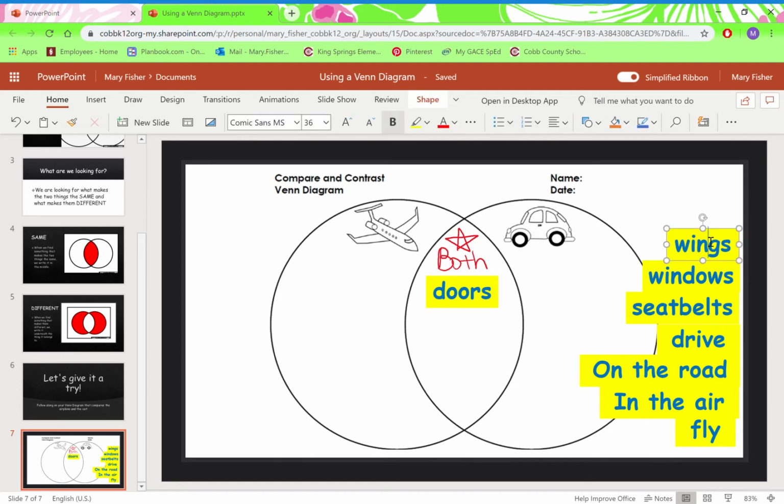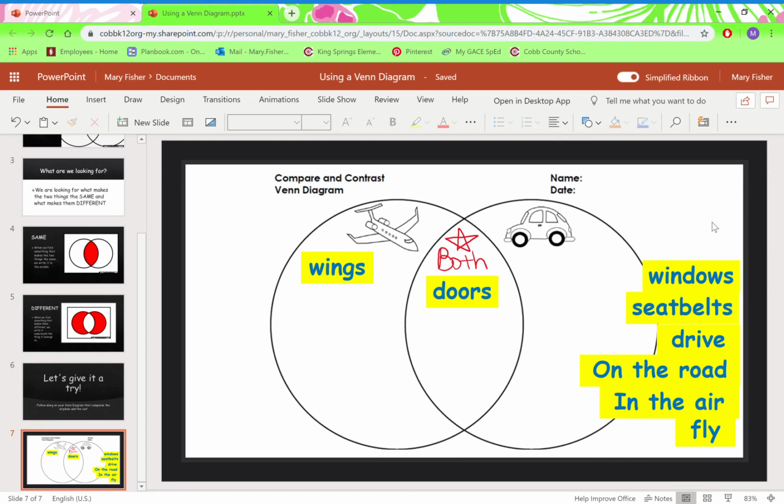The next one is wings. I need to figure out, does the airplane have wings? Does a car have wings? Or do they both have wings? Well, I'm thinking about my car in my driveway, and no, it does not have wings. And I don't know if I've ever seen a car with wings. So I don't think I could put it under the car, and I can't put it under both. It definitely goes with the airplane. Airplanes have wings.